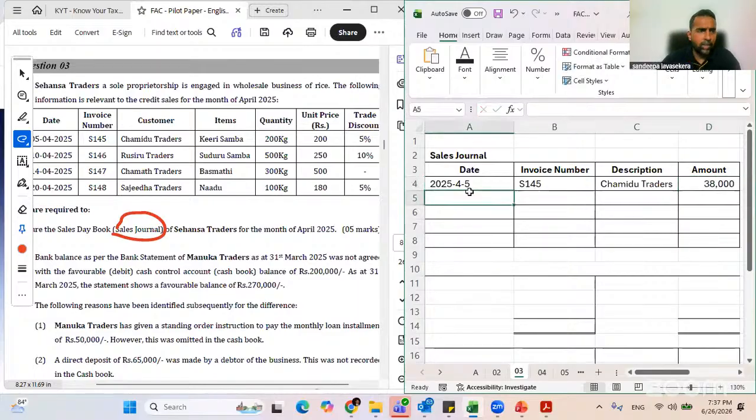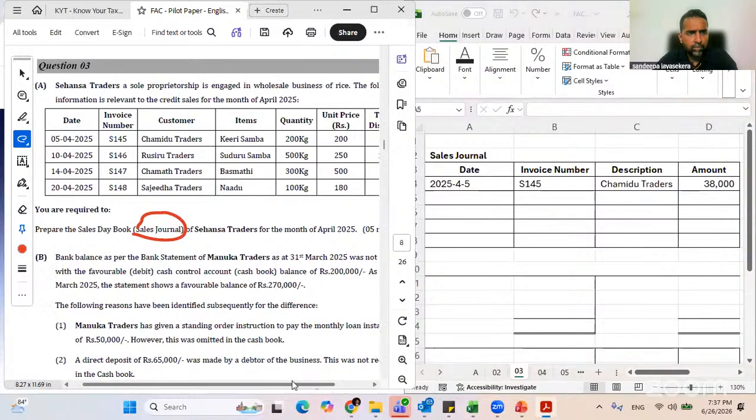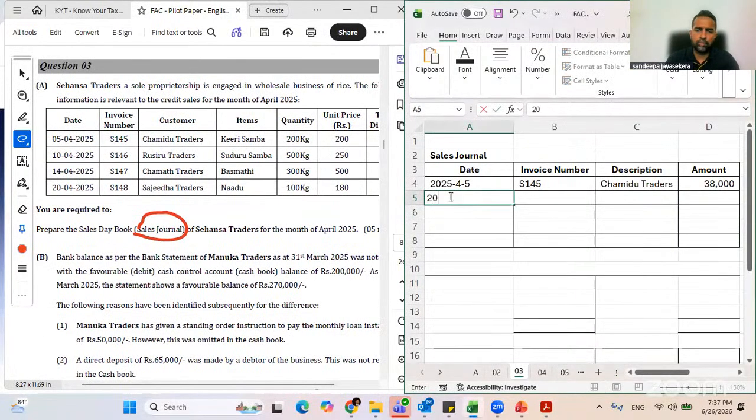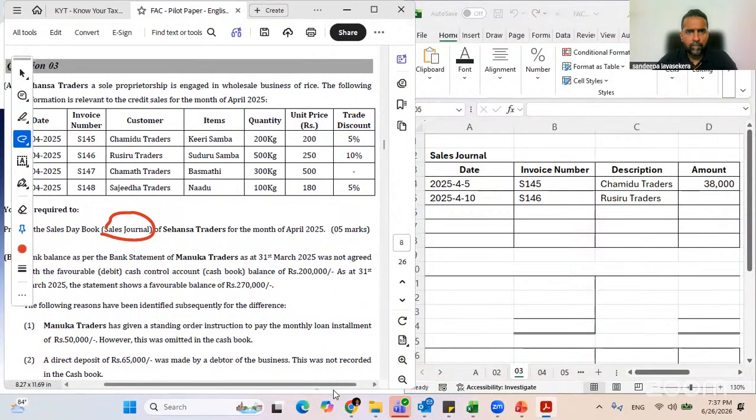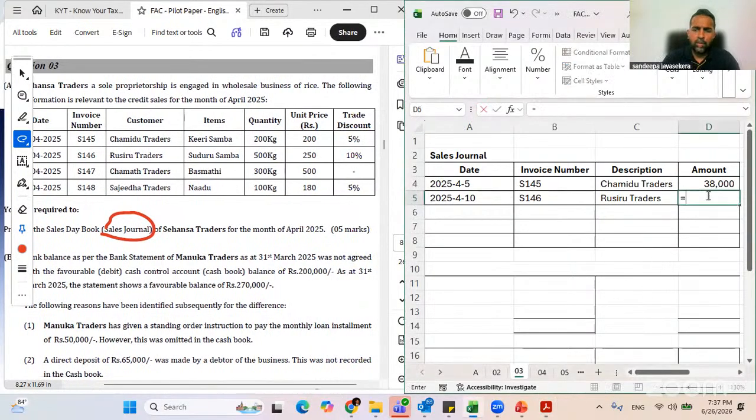Right, next one, 2025, 10th. This is S146, Rosero Traders. Let's look at the pricing. 500 kilograms into 250 into 10. 10% is the trade discount, so you have to take after trade discount. Just take 90%. 112,500.